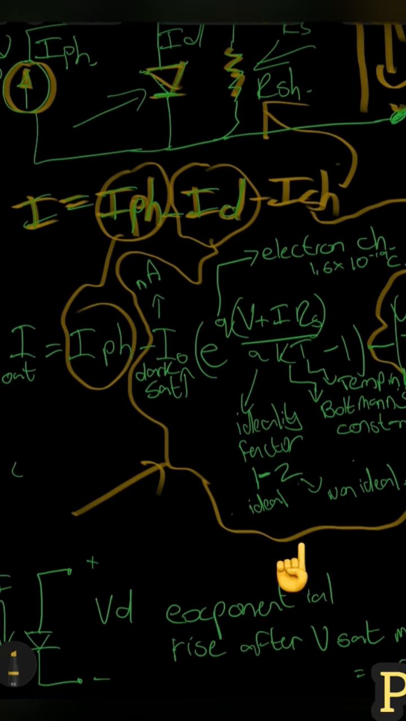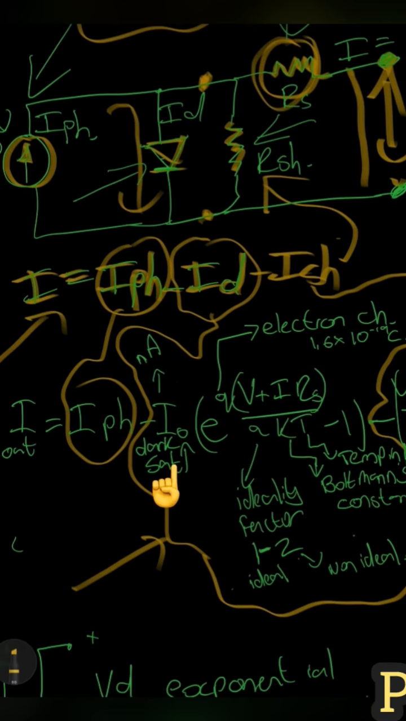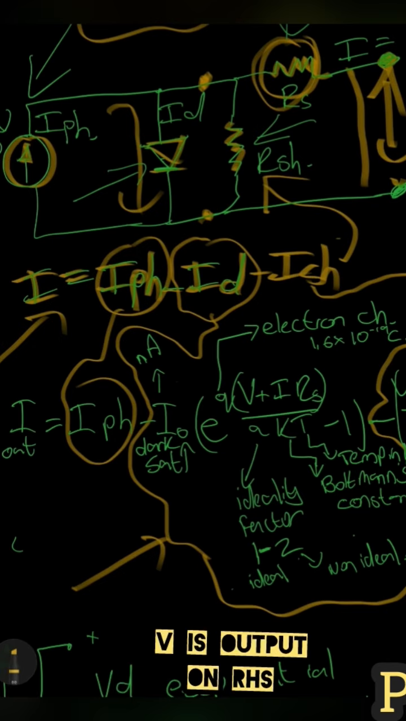So in the middle, we get this diode equation. Now, if we go look at the diode equation, indeed, the dark saturation current multiplied by your exponent to Q. Q is electron charge, 1.6 times 10 to the power minus 19 coulombs, right? Multiplied by voltage plus IRS.